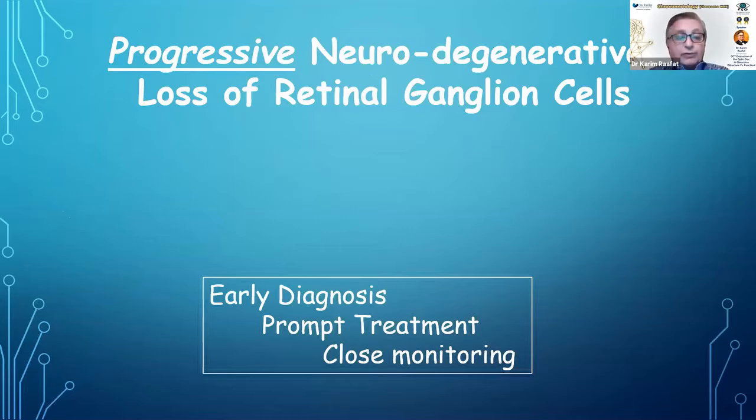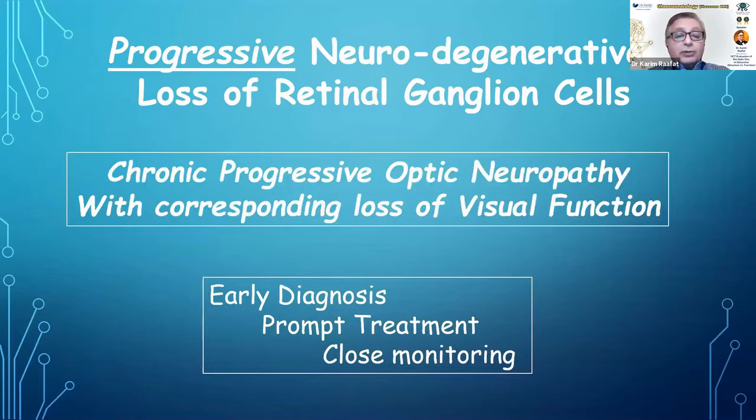As Dr. Ayman mentioned, today's definition of glaucoma is a progressive neurodegenerative disorder characterized by loss of retinal ganglion cells. I put an underline under the word progressive. It is a progressive disease. So if we define it, it is a chronic progressive optic neuropathy with corresponding loss of visual function. Being progressive, we have to get an early diagnosis, prompt treatment and close monitoring of the case.